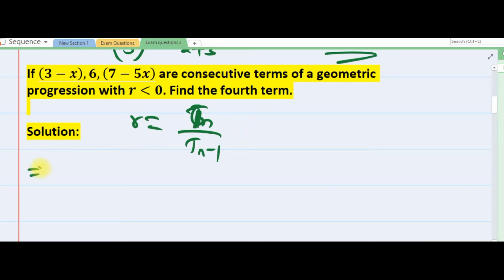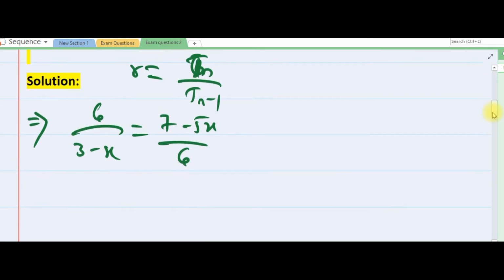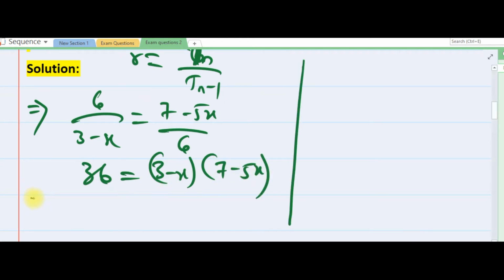Which implies that we have 6 over 3 minus x equals 7 minus 5x over 6, because they always result in the common ratio. So they are equal, and we have a very nice equation. Let's cross multiply. 6 times 6 is 36, equals 3 minus x times 7 minus 5x. So we have 36 equals 21 minus 7x minus 15x.